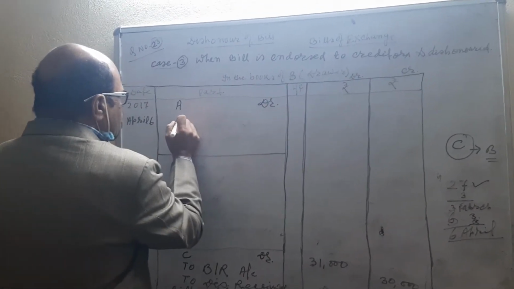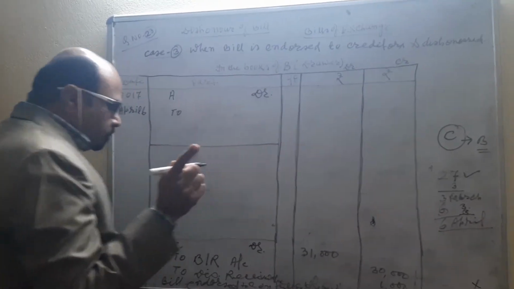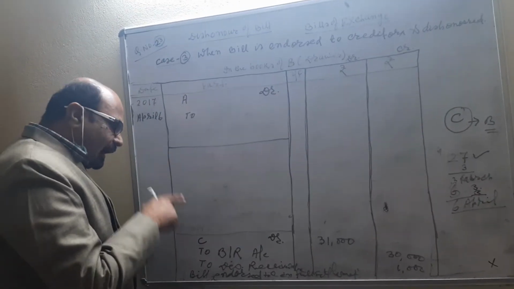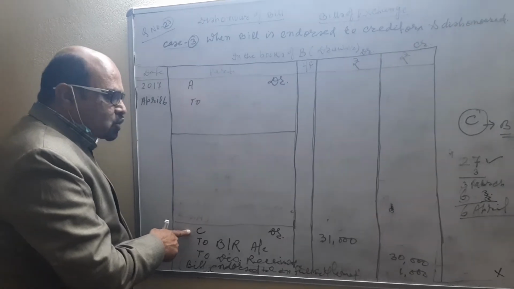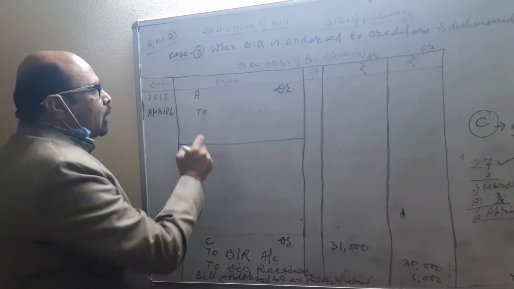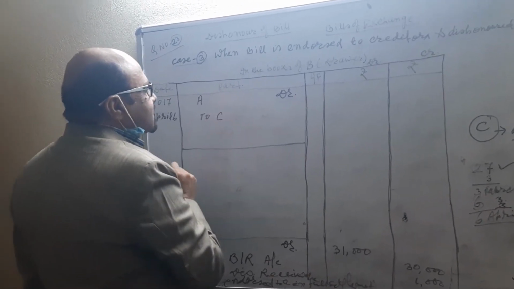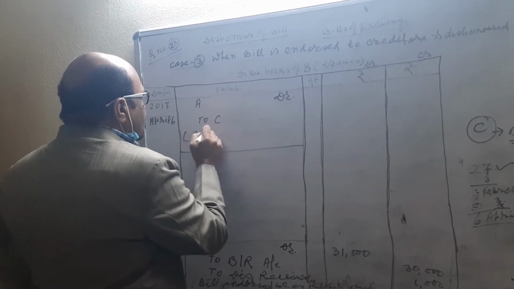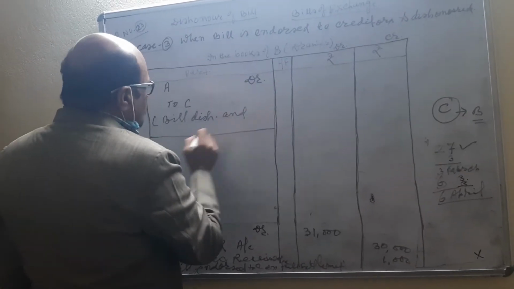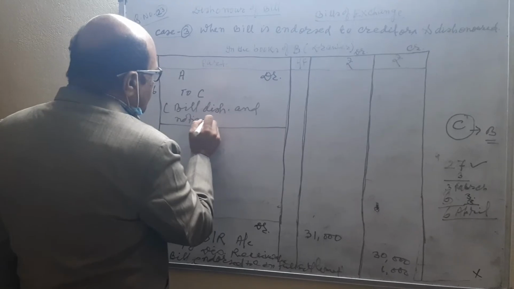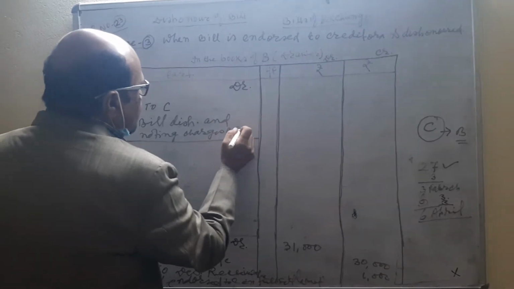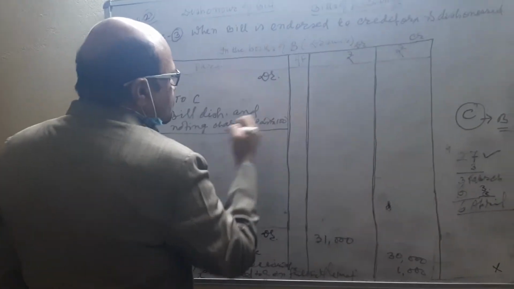And second, what I told you, that before the dishonor, whatever entry you passed, in that entry the account which was debited should be credited. So see, the C account was debited earlier, so now it is credited to C. And you write the narration: bill dishonored and noting charges paid, rupees 100. So it is how much?